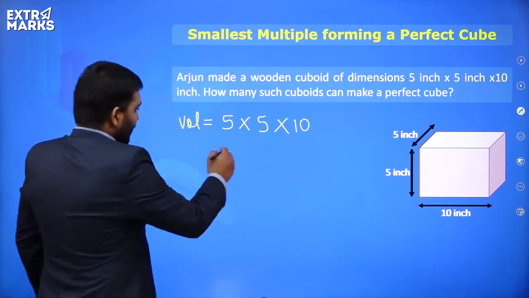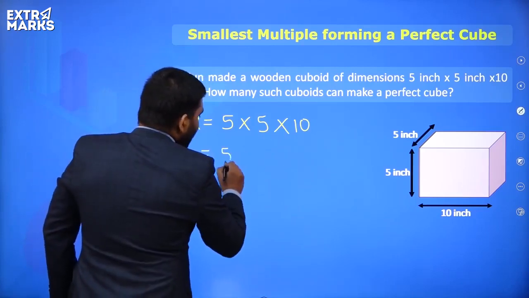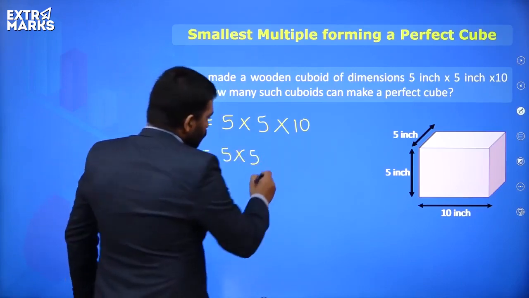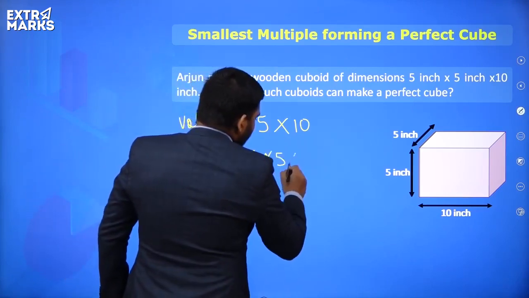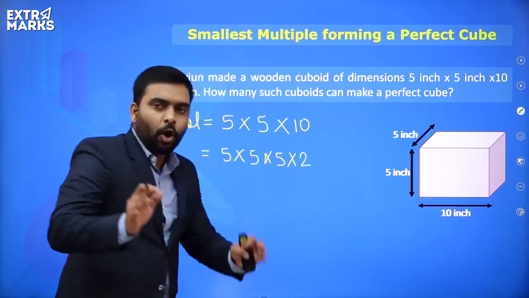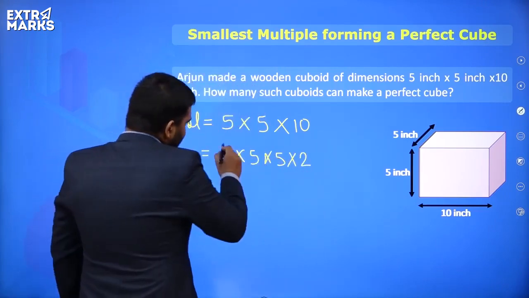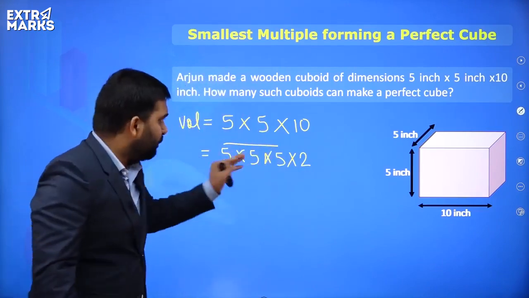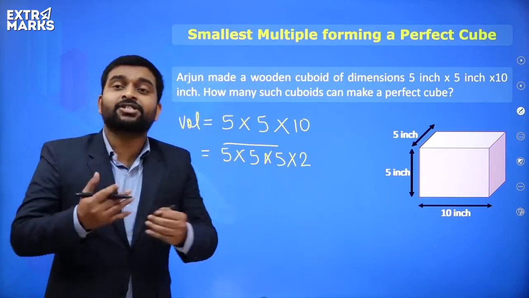So now, everyone see, 5 times 5. Can we write 10 as 5 cross 2? 5 cross 2. Now everyone observe one thing. It is the proper pairing. 5, 5, 5. There are 3 numbers. So it is a perfect cube. But how many such cubes can be formed?